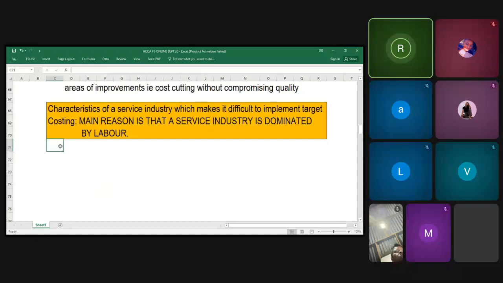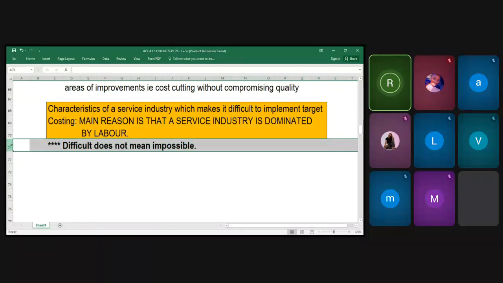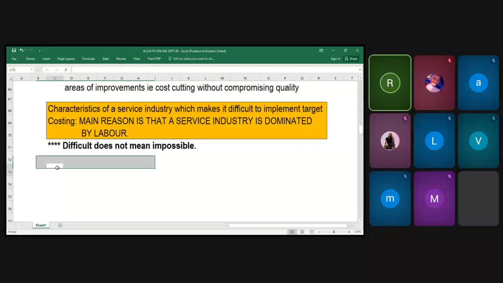So number one, let me just do this. Difficult does not mean impossible. You see that a lot of guys will just slip off. A theoretical question will come and say it is impossible to implement target costing in a service industry. It is possible, but it is difficult. All right. So what are the characteristics which make it difficult for us to implement target costing in a service industry? Number one, you would realize that.